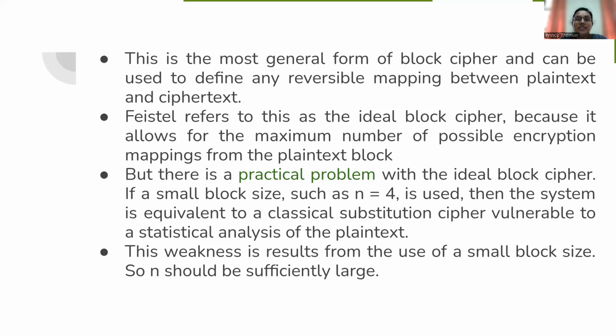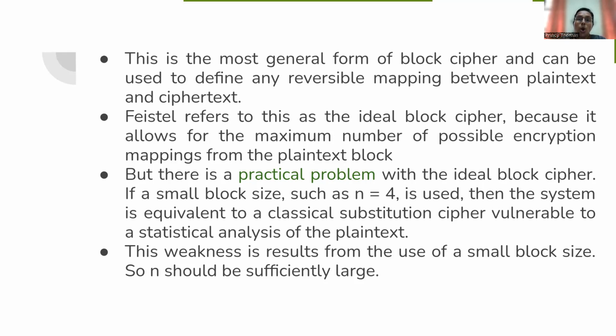Here there is a practical problem. In the ideal block cipher, when the size is small, like we saw just now where n is equal to 4, it becomes a very simple mapping and it becomes just like the substitution ciphers, with all the vulnerabilities of the substitution cipher. We know already from earlier classes that a simple substitution cipher is vulnerable to cryptanalysis and statistical analysis.